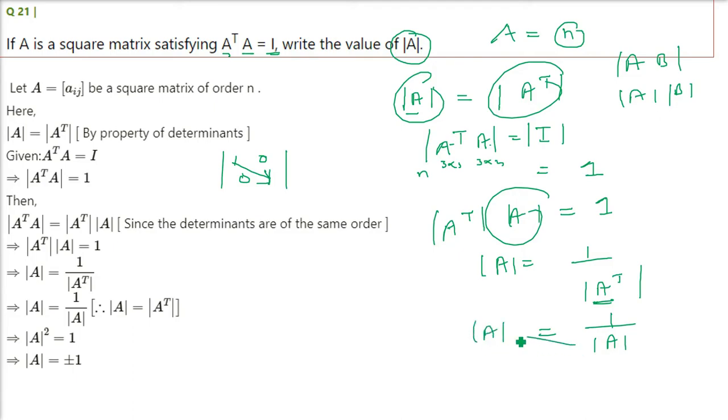Now you just multiply across. The determinant of A square equals 1. Determinant of A will be plus minus under root 1. Under root 1 is 1, so plus minus 1 it will be. Right? Plus minus 1.